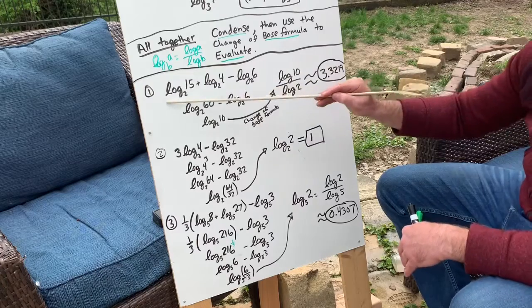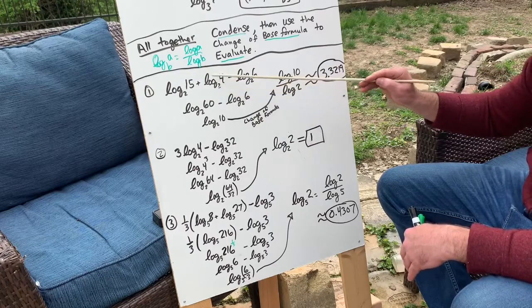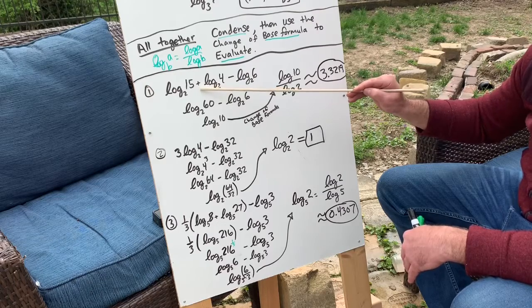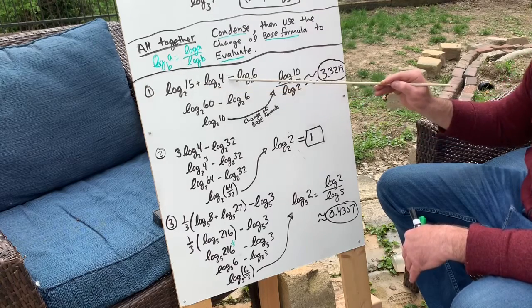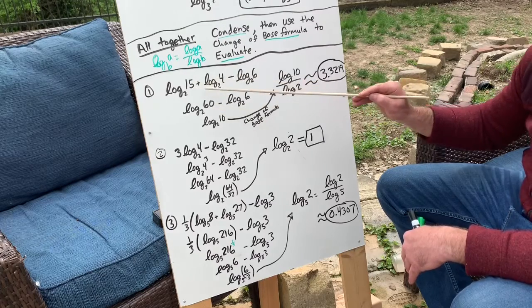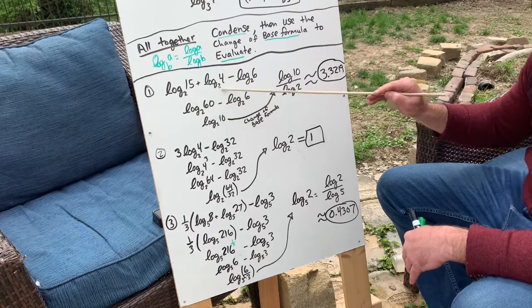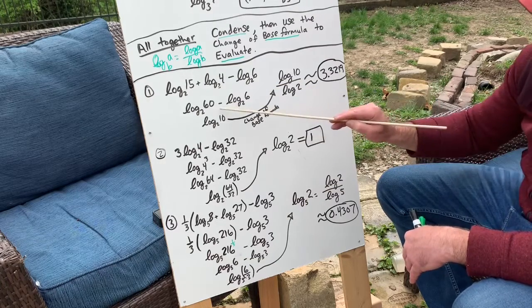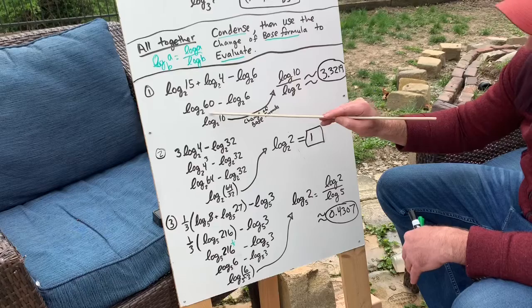So first I'm going to combine these using, well, addition is tied with multiplication, right? So I can combine these by multiplying 15 times 4. 15 times 4 is 60. So I combine these two, I put it in the same log. Notice they all have the same base, which they need to have. And now I've combined these, and this is what I got.